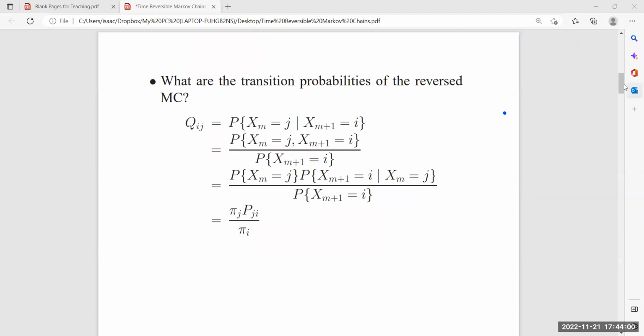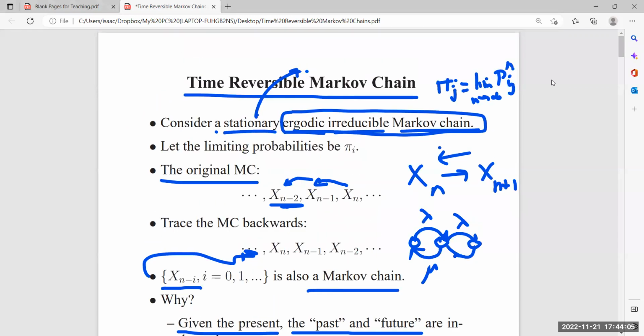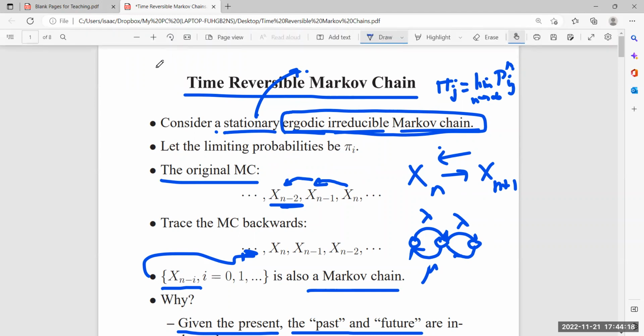Okay, let me just go back and review. So what we are talking about is something called a time reversible Markov chain. One of the simplest ways to think about a time reversible Markov chain is that if you are able to move in one direction, like from state 0 to state 1, then to state 2, then it means that you are able to move from 2 to 1 and then from 1 to 0. That's a simple way of thinking about it.